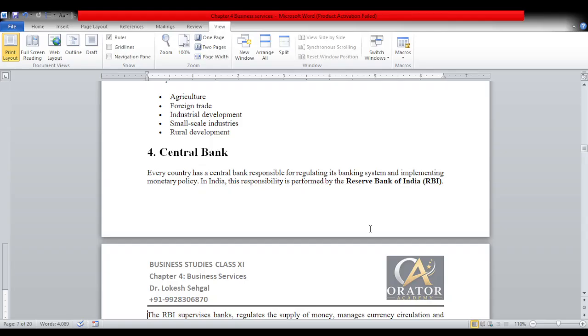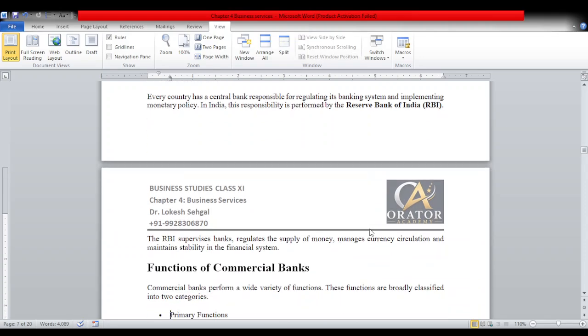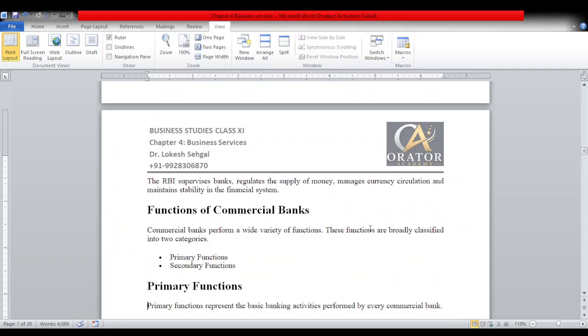Sometimes they control the money supply. Sometimes they control the monetary policies. They organize meetings from time to time, and they take decisions about their monetary policies, whether the repo rate, reverse repo rate should be increased or decreased, the bank rate, and any other related issues or decisions lie with the central bank. So RBI supervises the banks, regulates the supply of money, manages currency circulation, and maintains stability in the financial system.